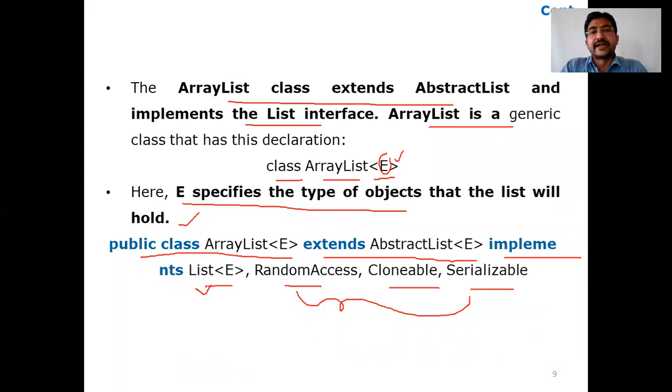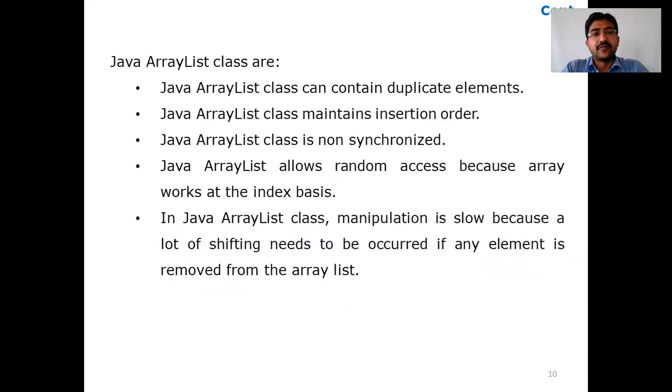So how to declare this ArrayList: public class ArrayList within the angular brackets, you can mention what type of ArrayList you want to create. Extends AbstractList within the angular brackets, we can also mention what type of ArrayList we are creating. Implements List. This is the line for declaring this ArrayList class. Clear?